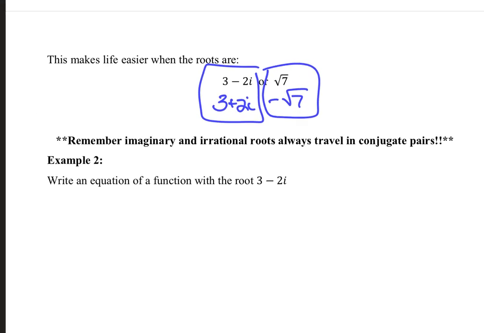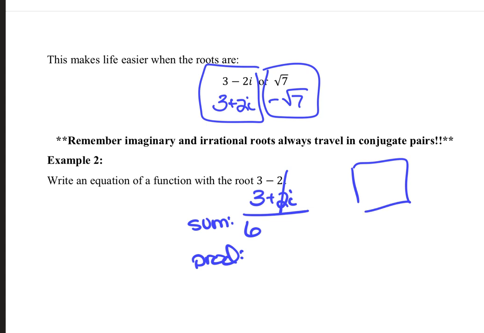So let's just do this one. This was 3 minus 2i, so 3 plus 2i is the missing root. So all we have to really do is find the sum. Adding these up, this is nice. These guys just cancel right out, and we're just left with 6. Sum is the easiest thing to find. Product, it's nice to just do it in your calculator because it does work out nice in your calculator.